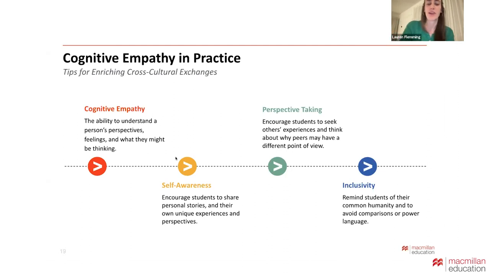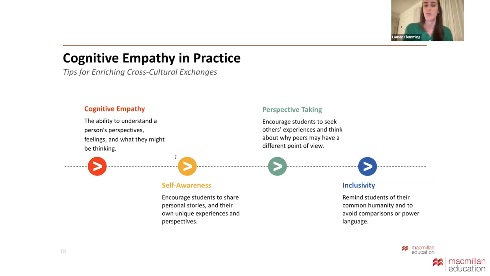Next up, to build perspective taking, encourage students to seek others' experiences when engaging in cross-cultural dialogue, especially in the context of problem solving. Let's say that your class is working on a project exploring ways to address community challenges. It's important for students to explore how different people are affected by the same issue.